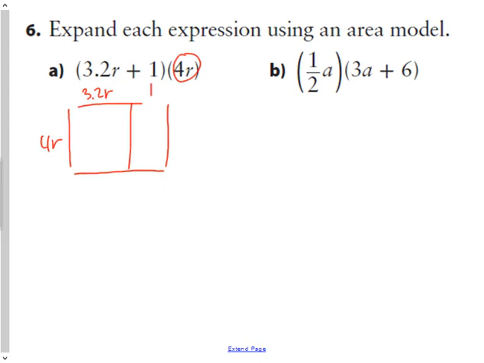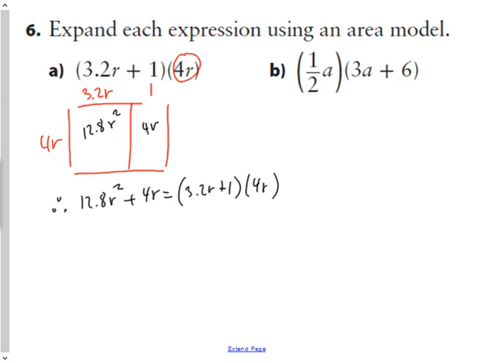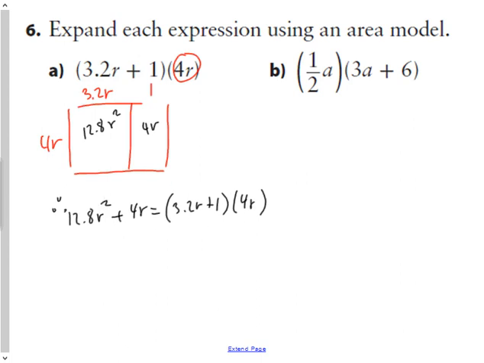Inside each of those, you're going to have 12.8, which is 3.2 times 4. r times r is r squared. And 4r times 1, or anything times 1, is still itself, so 4r. Therefore, the solution will be 12.8r squared plus 4r is equal to the product of 3.2r plus 1 times 4r. That's a lot of writing, but you get the idea. Just proving that you knew what you just solved.